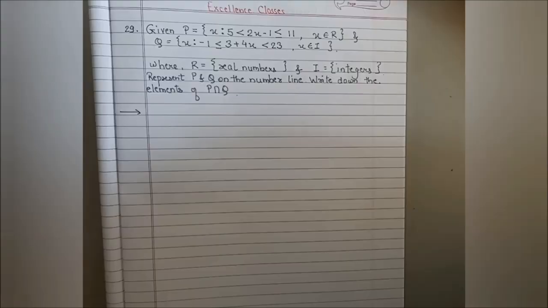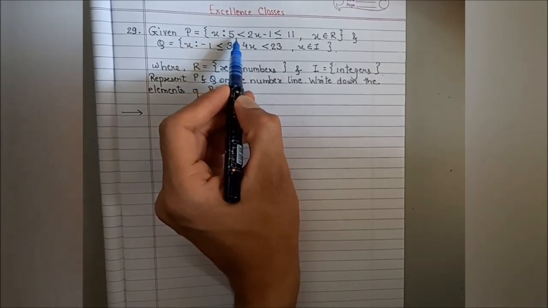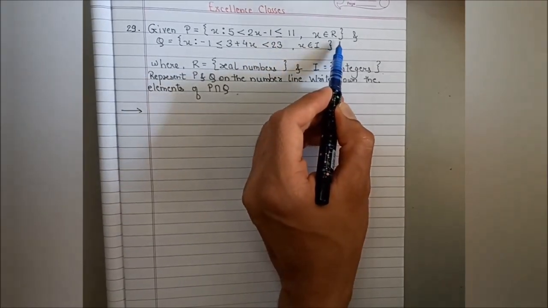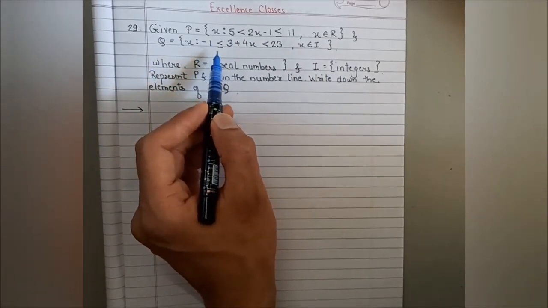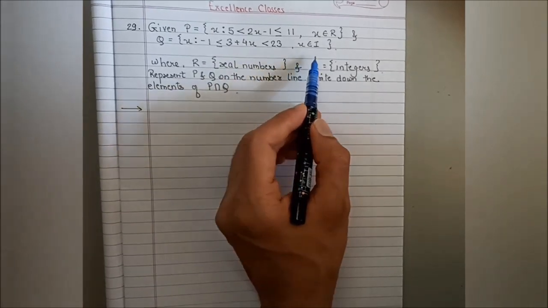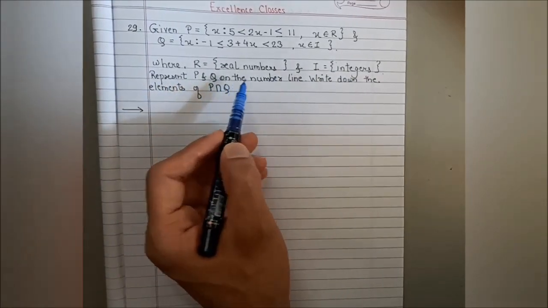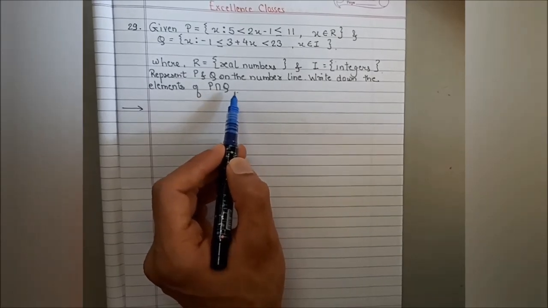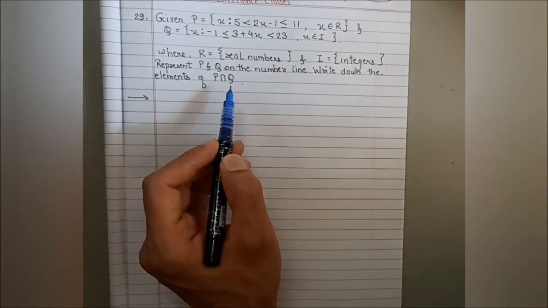In this question it is given that P is a set such that x such that 5 is less than 2x minus 1 less than or equal to 11 and x belongs to R, where R is real numbers, and Q is such that -1 is less than or equal to 3 plus 4x less than 23 and x belongs to I, where I represents integers. We are supposed to represent P and Q on the number line and write down the elements of P intersection Q.